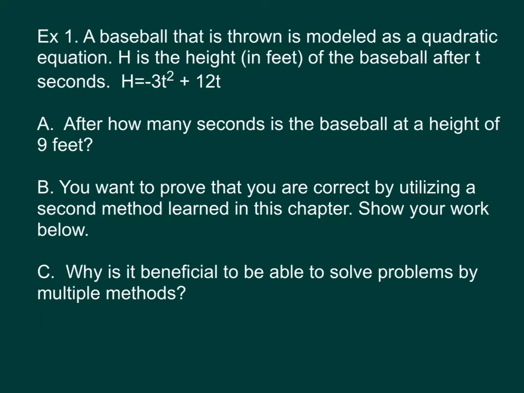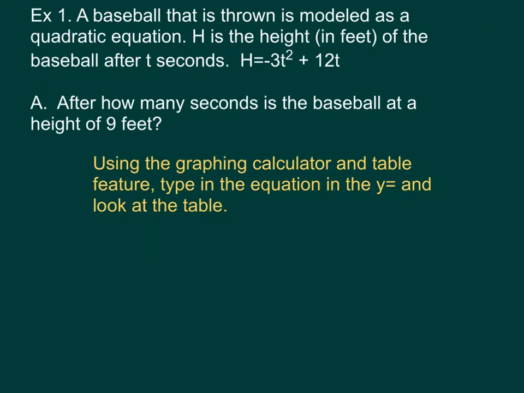H is the height in feet of the baseball after t seconds. And the equation is H equals negative 3t squared plus 12t. And it asks us, after how many seconds is the baseball at a height of 9 feet? You would want to prove that you are correct by utilizing a second method learned in this chapter. Show your work below. And why is it beneficial to be able to solve problems by multiple methods?